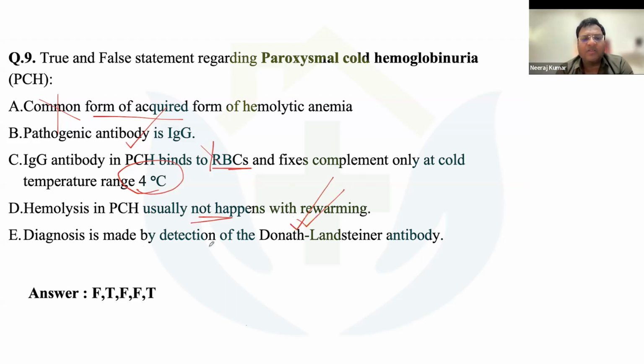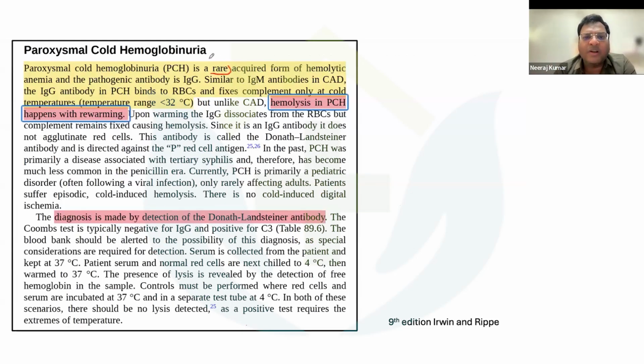And diagnosis is always made by the detection of Donath-Landsteiner antibody. You see that it is not written always; diagnosis can be made by detecting the Donath-Landsteiner antibody. Now you see why. PCH is a very rare acquired form of hemolytic anemia, and the pathogenic antibody is IgG. Similar to IgM antibodies in CAD, the IgG antibodies bind to RBC and fix the complement only at cold temperatures, ranging from 32 degrees Celsius. But unlike CAD, the hemolysis in PCH happens after rewarming.